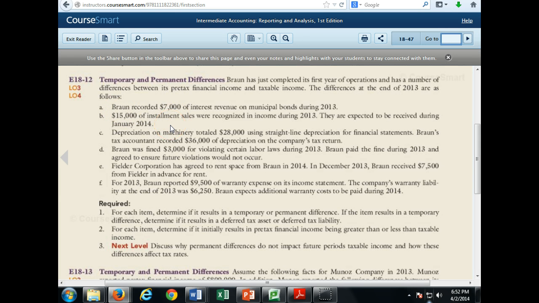Next, $15,000 of installment sales were recognized in income during 2013. They're expected to be received during January of 2014. So let's think about that. For financial purposes, we had $15,000 greater income than we had for tax. So our financial income is greater than or less than taxable income? Greater than. When we know that our taxable income is going to be greater in a future year, do we need to create a deferred tax asset or a deferred tax liability? Deferred tax liability, don't we? Does that make sense? So to answer the question, the financial income is going to be greater this year than it is for taxable income, and we'll need to create a deferred tax liability. Okay?